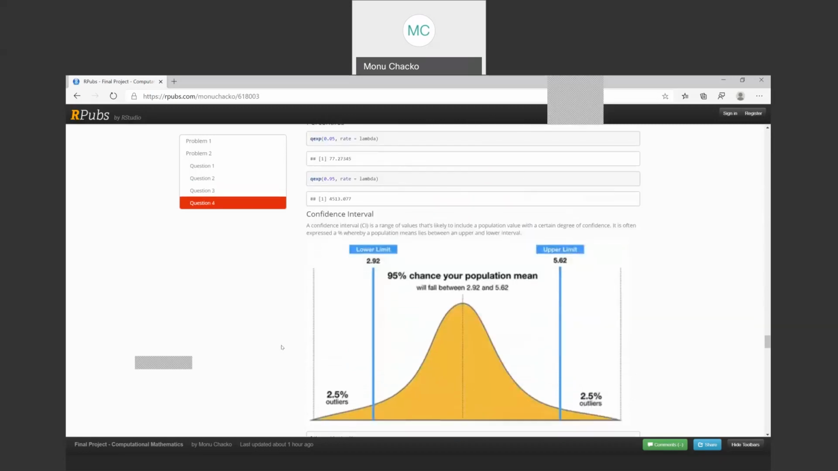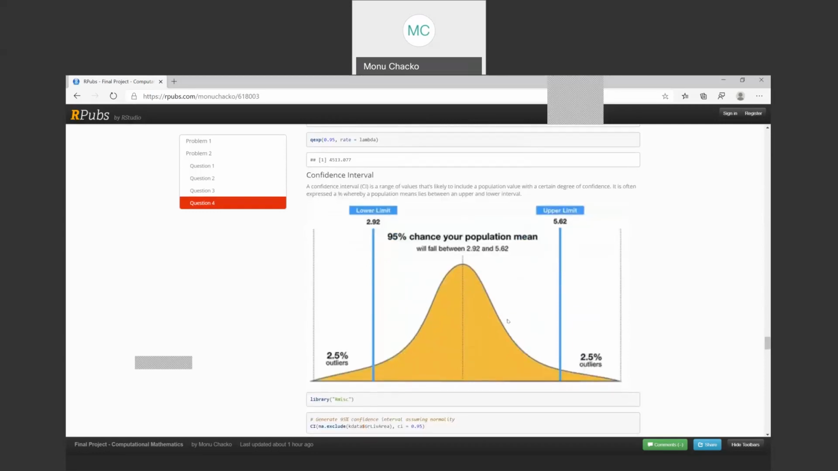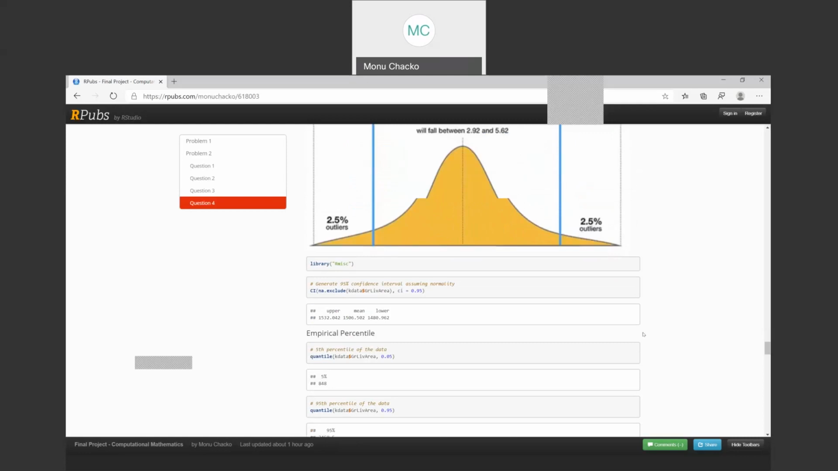The confidence interval tells you where the data lies relative to the population mean. Is it close to the mean, away from the mean, and things like that. So yeah, here is an example of getting a 95% confidence interval.